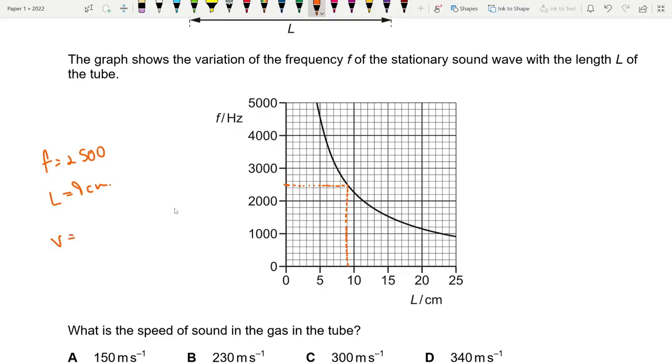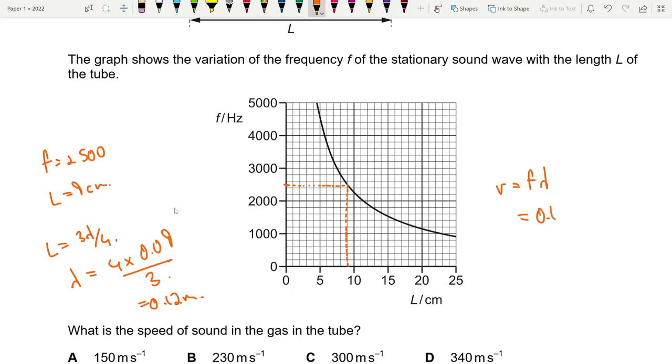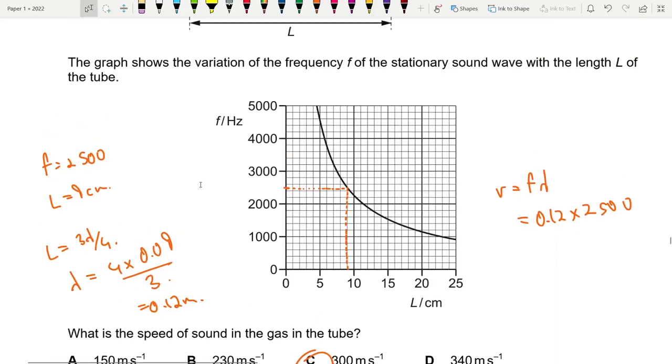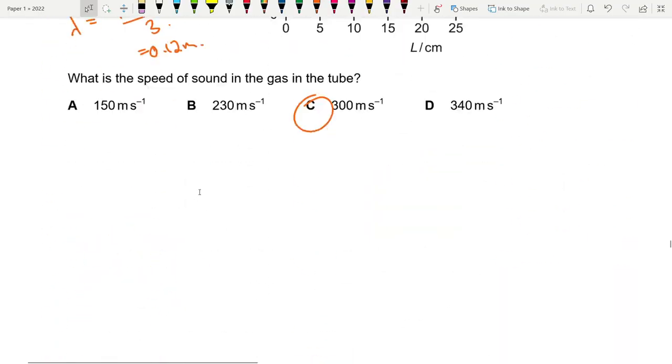So V is equal to, so that's the length of the tube. Okay, so we know that L is equal to 3 lambda by 4. I just taught you. So lambda is equal to 4 times 9 centimeter, which is 0.09 meter, divided by 3. Let's find that out. 0.09 by 3 into 4, that's 0.12 meters. So what's the velocity? V is equal to F lambda, which is 0.12 times 2500. Let's go for it. I'm getting a value of exactly 300. It should honestly be C, and yeah, I'm right.